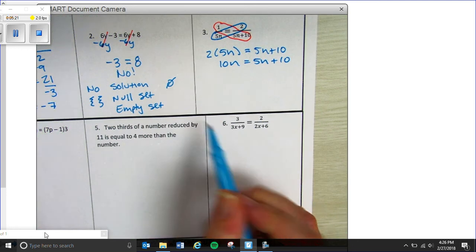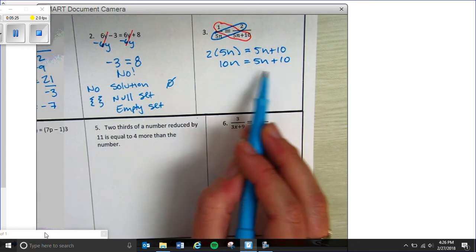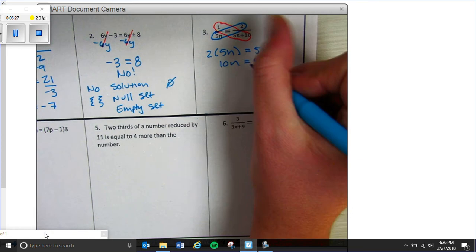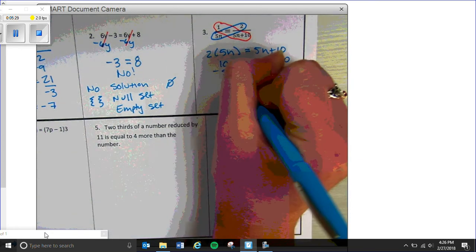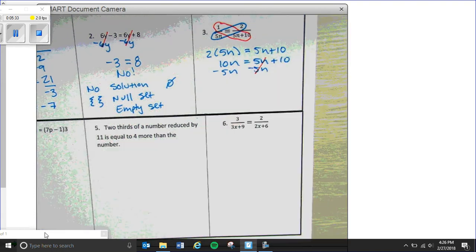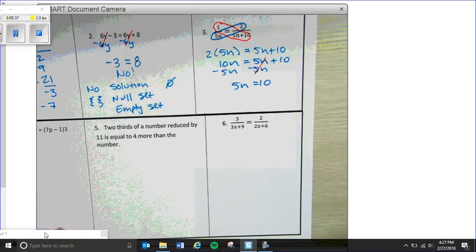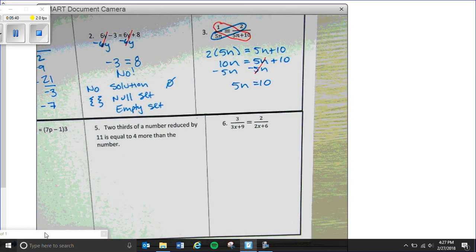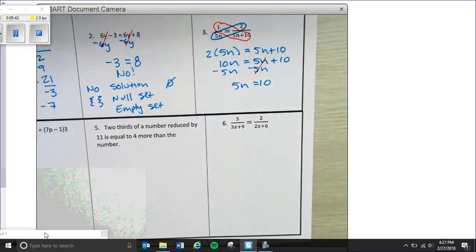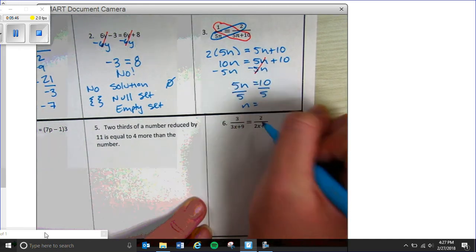I don't have anything on the left I can combine. My right hand side I can't combine anything, so I can go ahead and move my variable. Subtract 5n, which cancels these out, and leaves me with 5n equals 10. Now I'm at the last step. How do I get n by itself? Divide by 5 on both sides, so n equals 2.